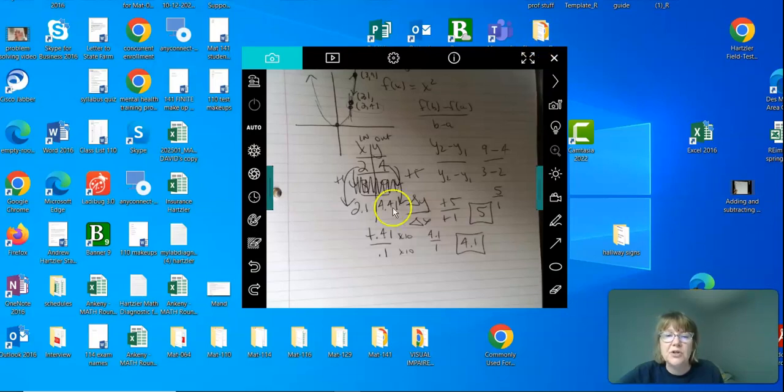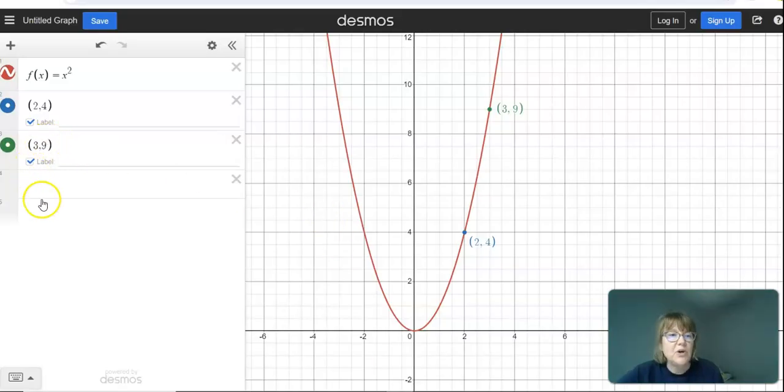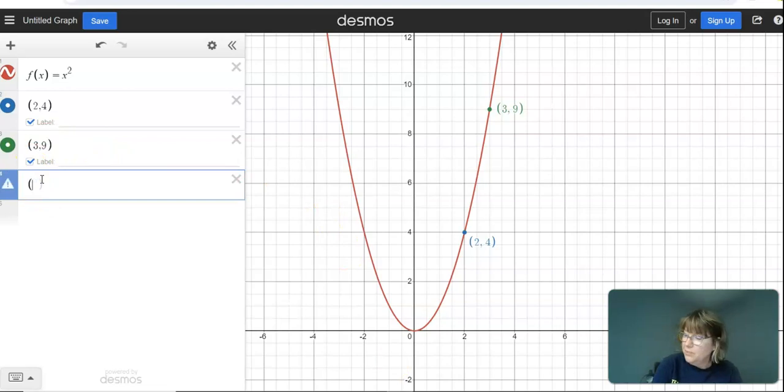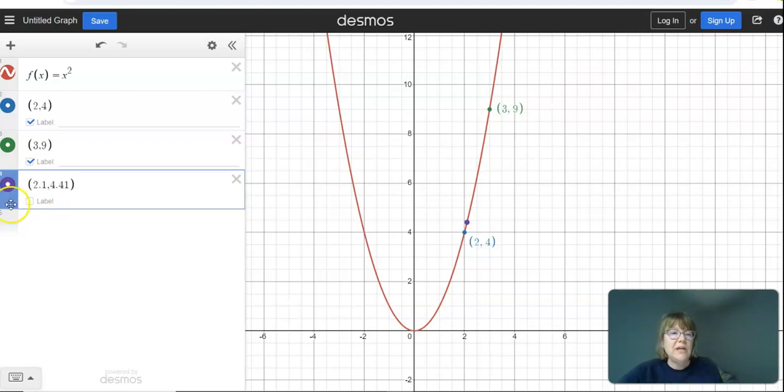So if I get out of here, let me go back to Desmos. So if I type in that other point, so our input was what, 4.1, is that right? Or no, 2.1, sorry. So we had 2.1, helps if you can type 2.1. And then our output was what, 4.41, which again would be the area if you made a square. All right. So, and I can label that guy. So as if this point were to slide down and I made a line just between these two, that rate of change or slope would be 4.1.